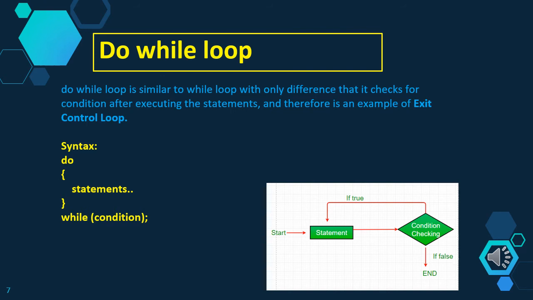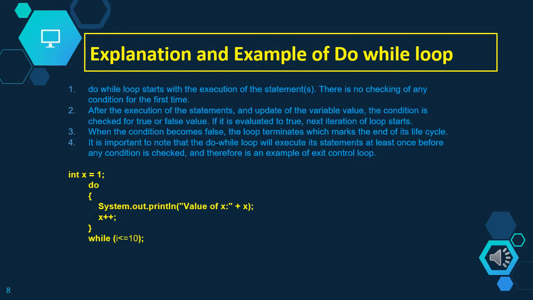So the flowchart explains it this way. It starts with the statement, then it will check the condition. If it's true, it will execute the statement again and check the condition again. But if it's false, it will end the loop. An example of do while loop.